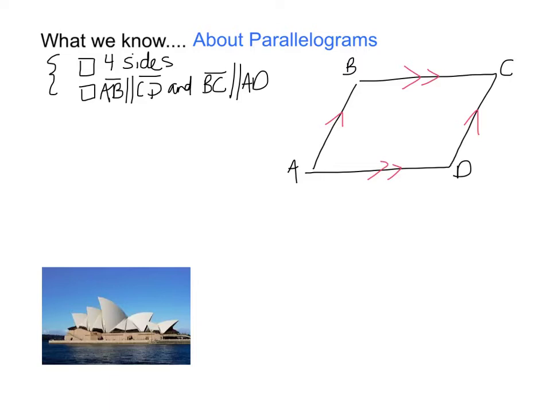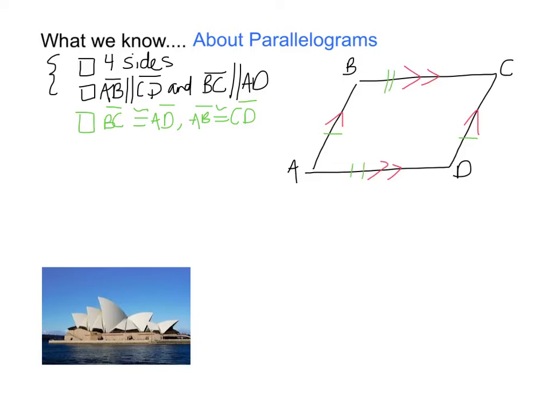But from our observations, we had new things to say. I know that side BC is congruent to side AD because opposite sides are congruent, and I also know that AB is congruent to CD because opposite sides are congruent. So I'm going to go ahead and label that. So these sides are congruent and these sides are congruent.